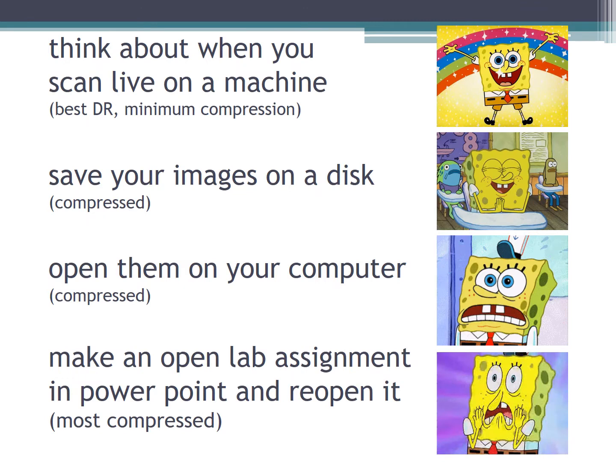We can kind of see this in action when you guys are working on your assignments for class. So think about when you're scanning live on the machine, everything looks beautiful. You're having the best dynamic range with what you see on the display, and there's minimum compression going on at this point. And then you're going to save those images onto a disk, and you hope that everything looks good. Well, at that point, everything has been compressed. The dynamic range is reduced because we've moved away from the ultrasound system.